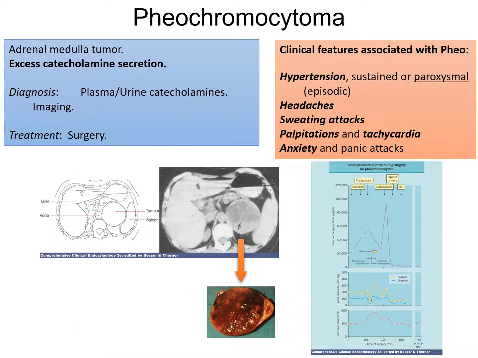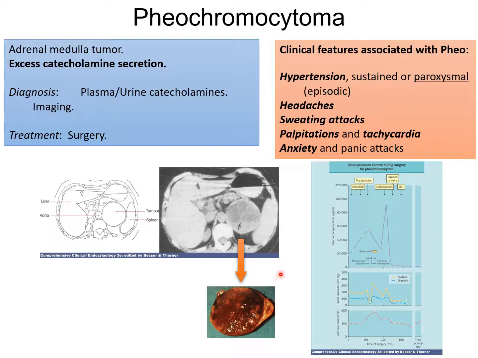Pheochromocytoma is an adrenal tumor that is going to cause excess catecholamine secretion, so norepinephrine and epinephrine. The cure for this is to remove it. What's going to happen is you're going to have patients with paroxysmal, what's the fancy word for episodic, transient hypertension.